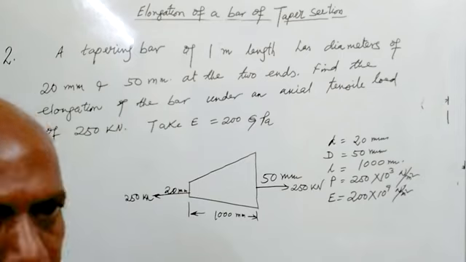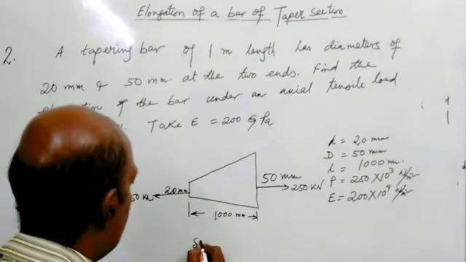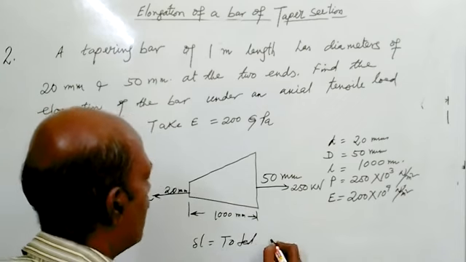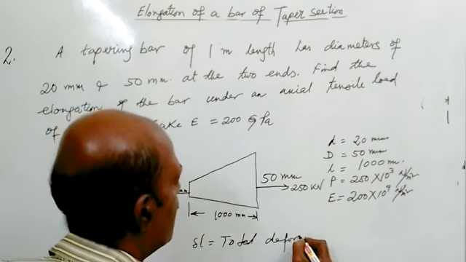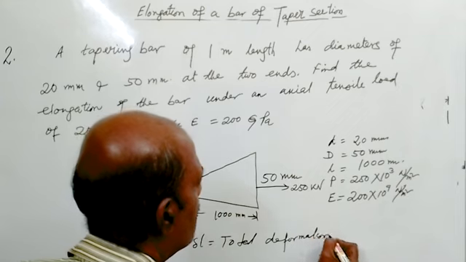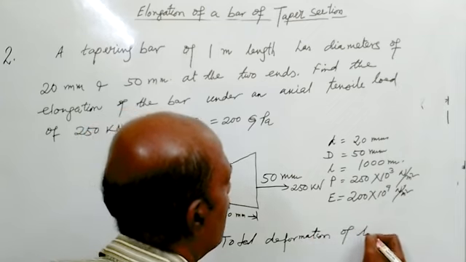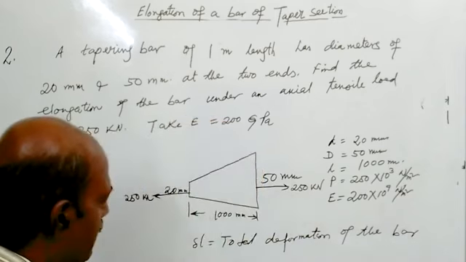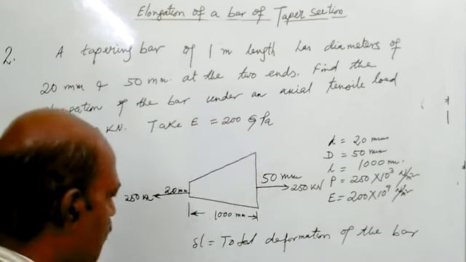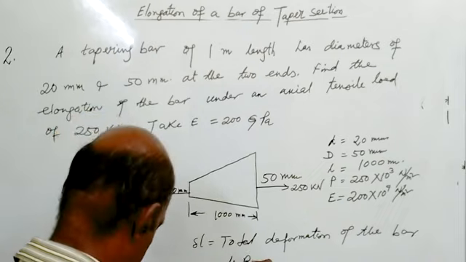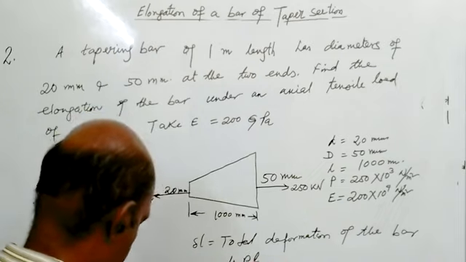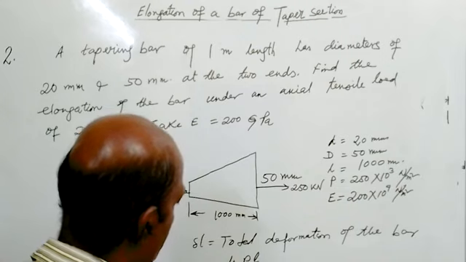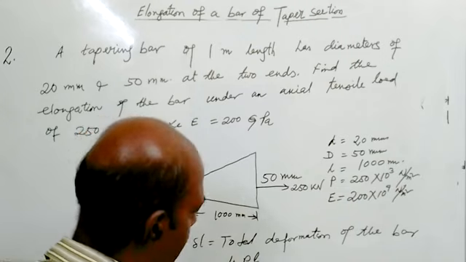So we have seen the derivation. Delta L is the total deformation of the bar, and it is given by 4PL by pi E into small d into capital D.